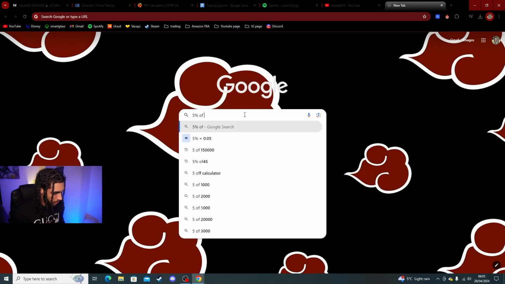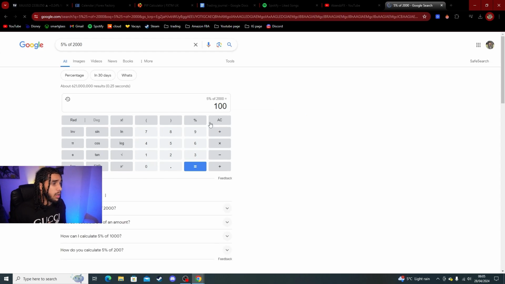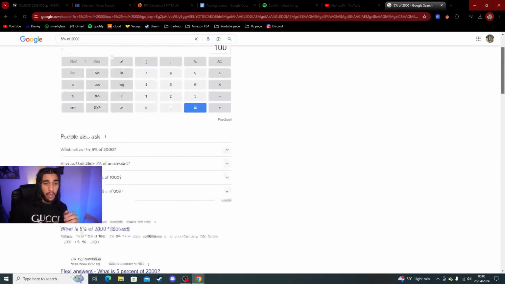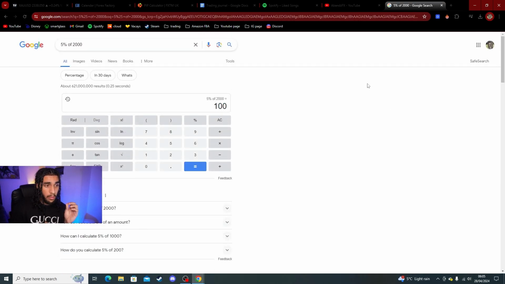5% of 2,000. How much is that? £100 right there. So £100 will be our potential reward, just a simple reward for every trade we take on our live account, as you can see right here.